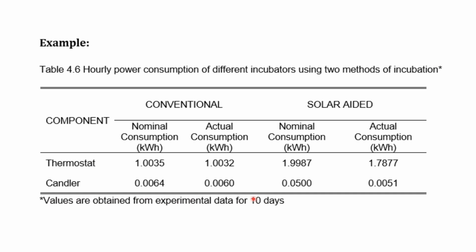So you have here the footnote, which is placed just below the bottom double solid line without space, and it is written in alignment with the table, not with the page. It should be aligned with the table. So this asterisk here means values are obtained from experimental data for 10 days. So this is for the readers to understand that the values that can be found here are obtained from the data for 10 days.